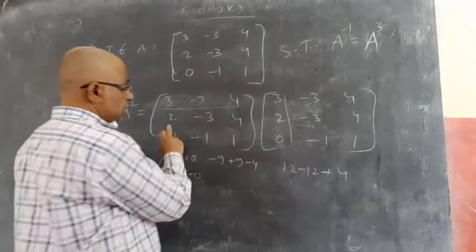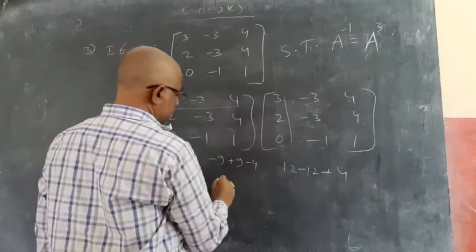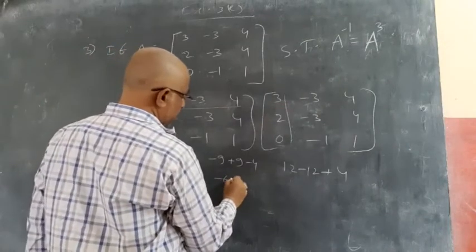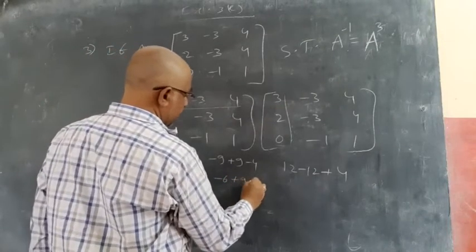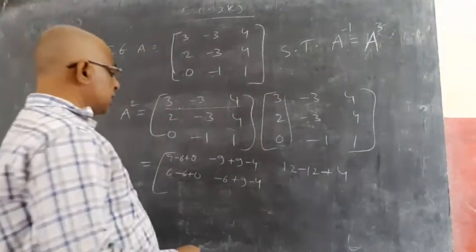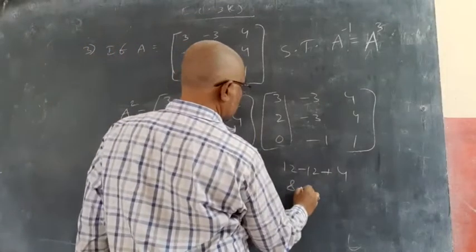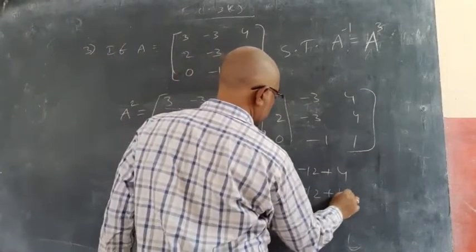Next, here, 2 into minus 3. Minus 6 plus 9 minus 4. Calculation part, take care. Next, 8 minus 12 plus 4.